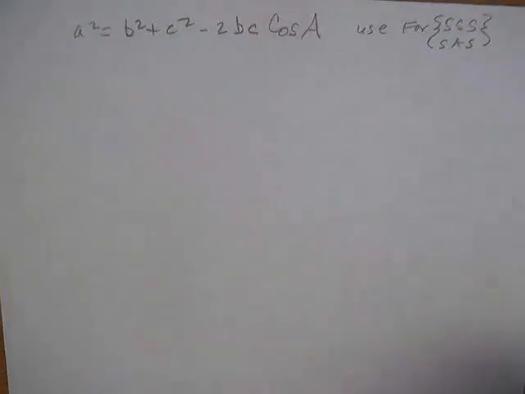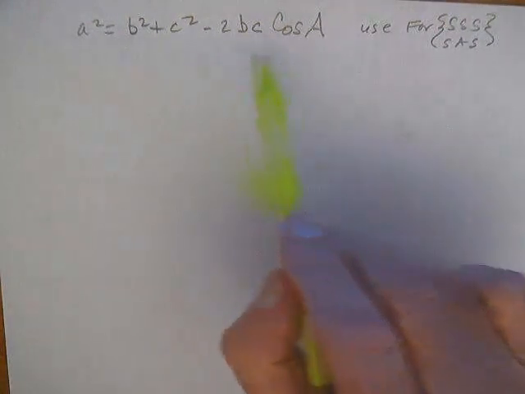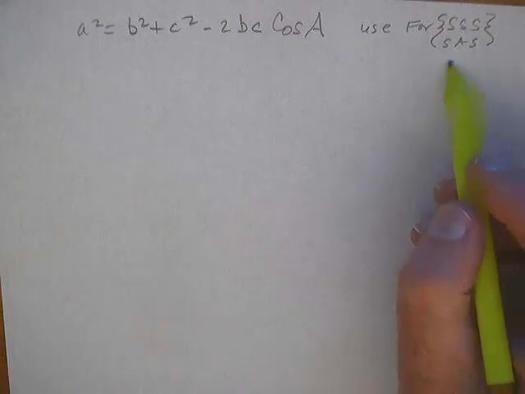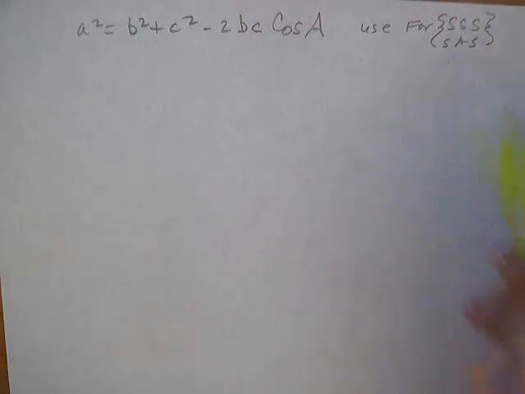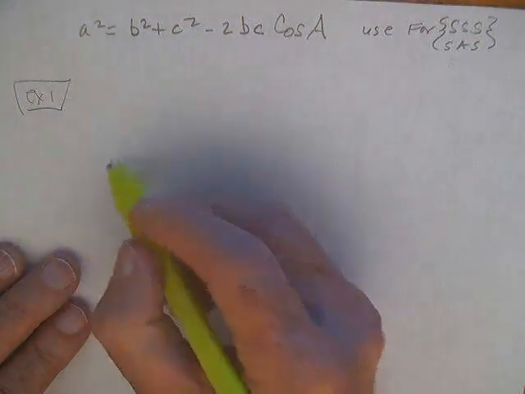Welcome back. Here we go, let's work some problems. There's my law of cosines formula, and here are the two kinds of triangles we're going to solve with it. Okay? So here's your first example.